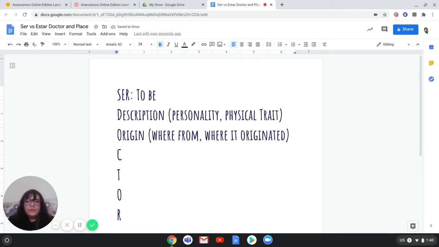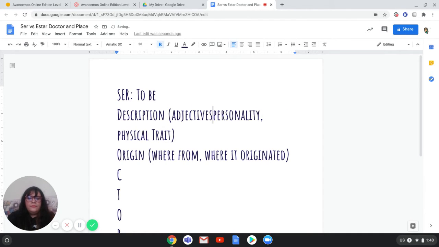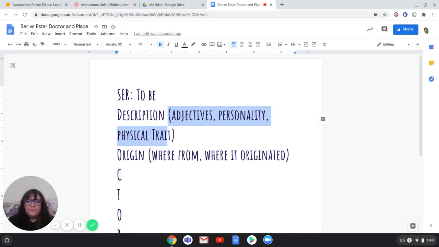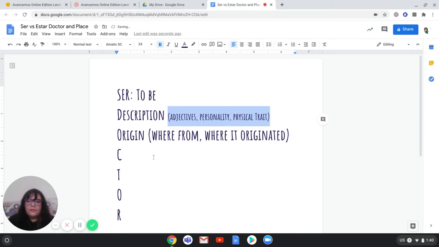C is similar to what the description is. However, for description, I should put adjectives up here in general. So it's not just personality, because you'll be describing things as well. Adjectives, personality, physical trait. I'll make this smaller so that it's not being thrown off into a second little line, because I don't like when things get out of order from what I planned. So ignore me as I fix this.